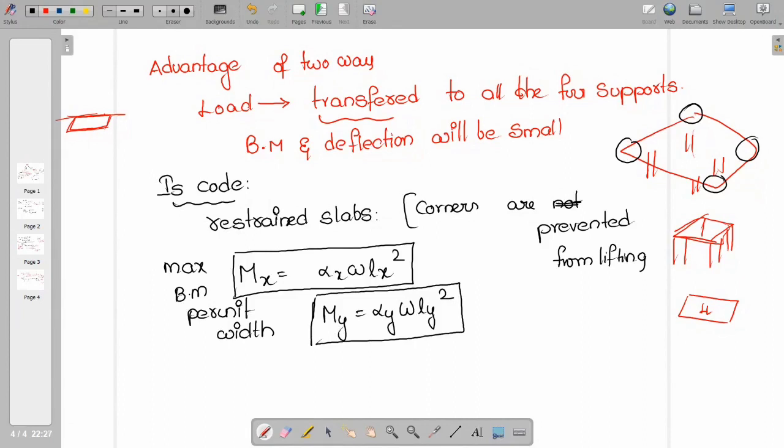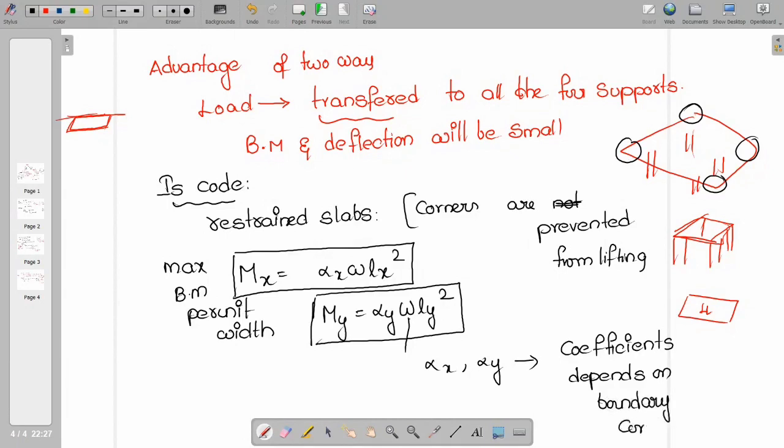Now you'll ask me what are alpha x and alpha y. W is the load per unit area. Alpha x and alpha y are the coefficients based on boundary conditions, whether the slab is continuous or discontinuous, restrained or unrestrained. Alpha x and alpha y depend on the boundary condition.